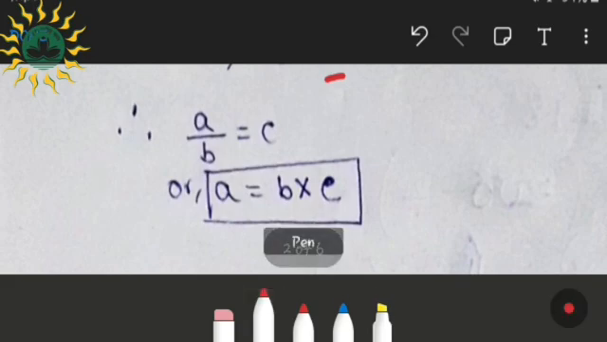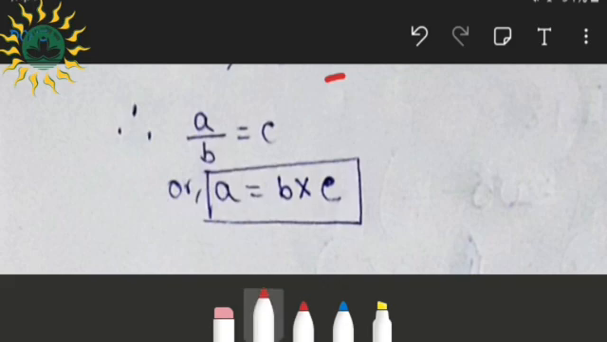So this is the general view, that is a by b. If a is one given number and b is another number, and if we divide, we get c. Therefore we can say that b into c will be equal to a. Okay.